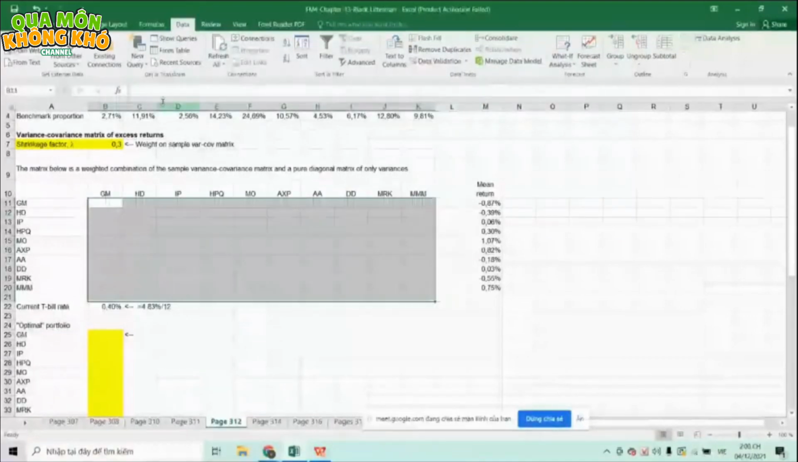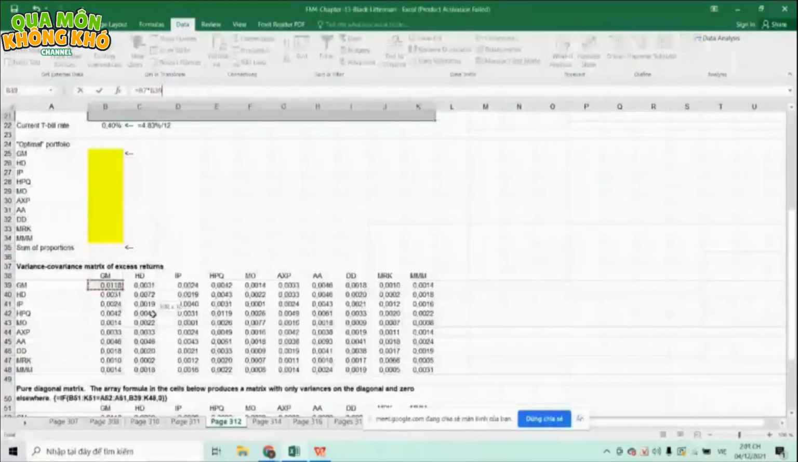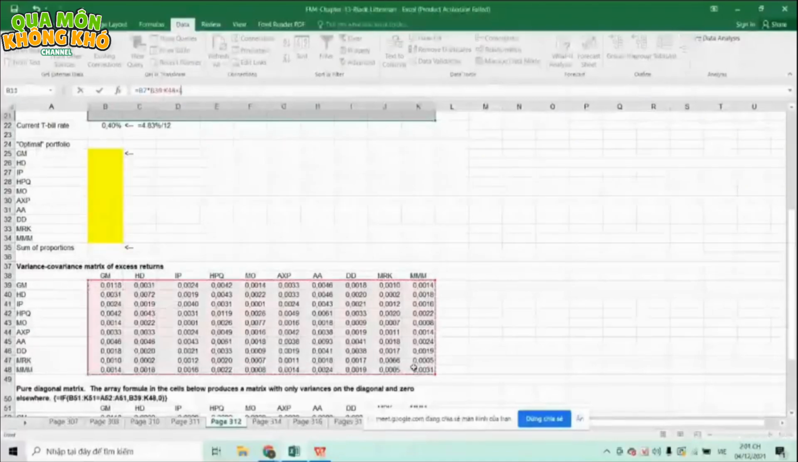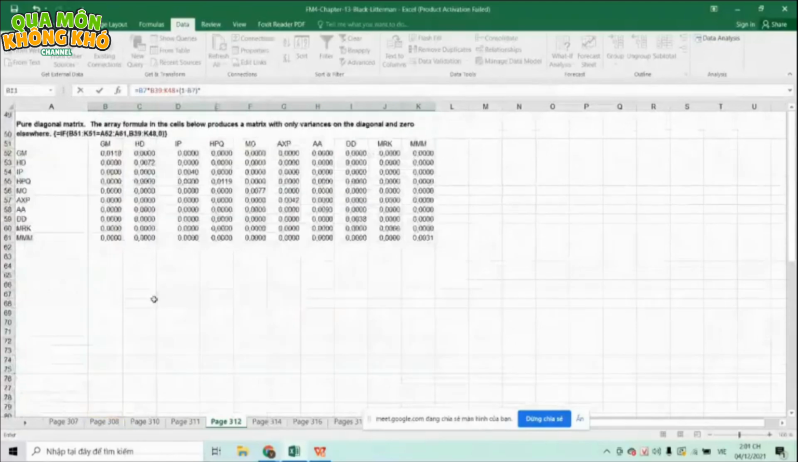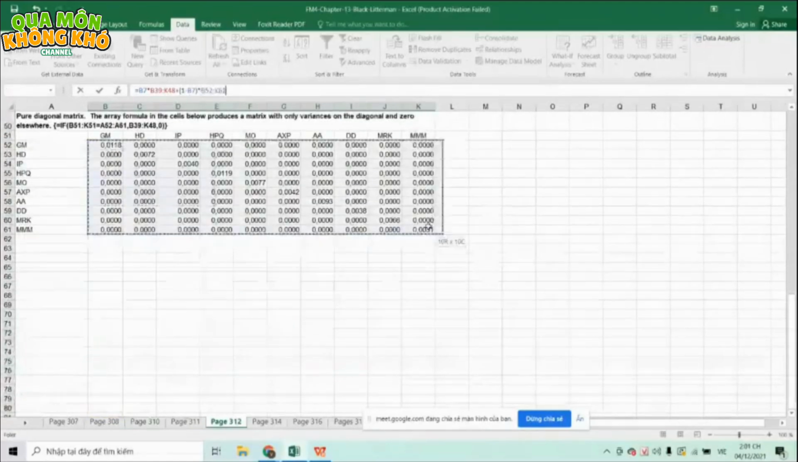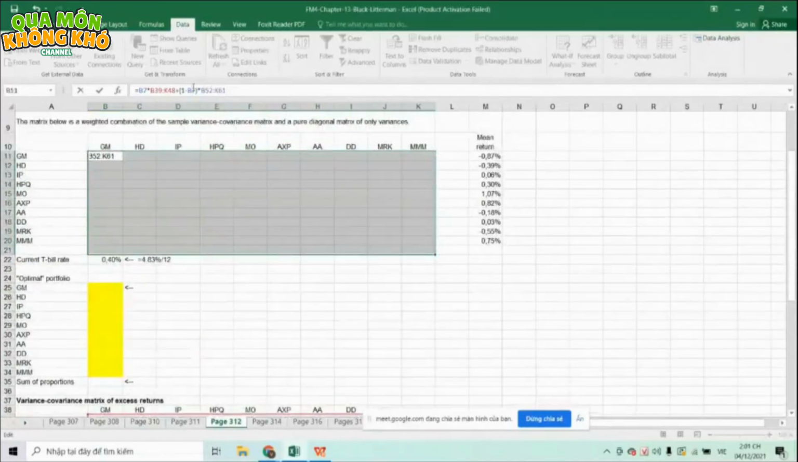The mean return we also have from the previous page. So here's the formula. You will take the shrinkage factor and multiply it with the variance-covariance matrix. I'll just remind you the formula, and then you will take 1 minus the shrinkage factor again, and multiply it with the pool diagonal matrix. That's not yet right, we will fix this. The shrinkage factor.